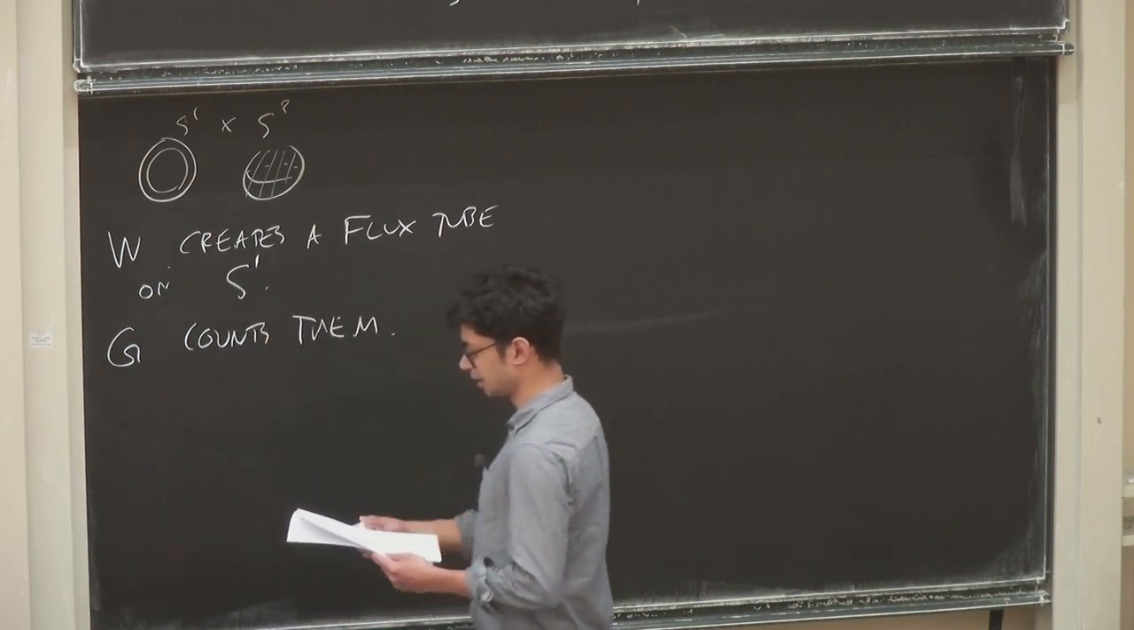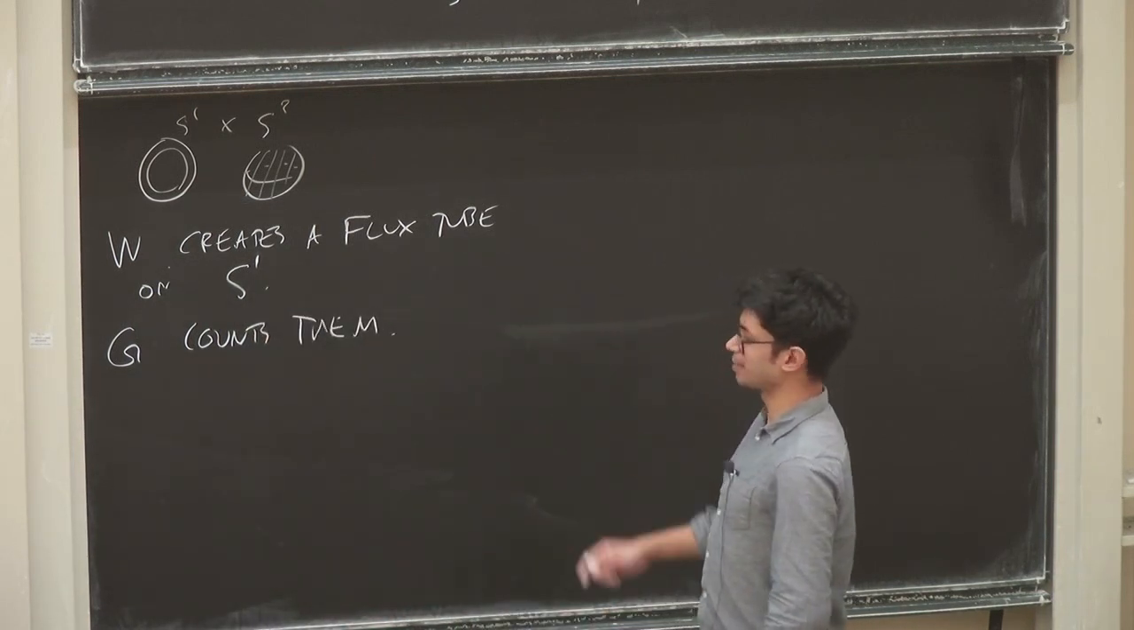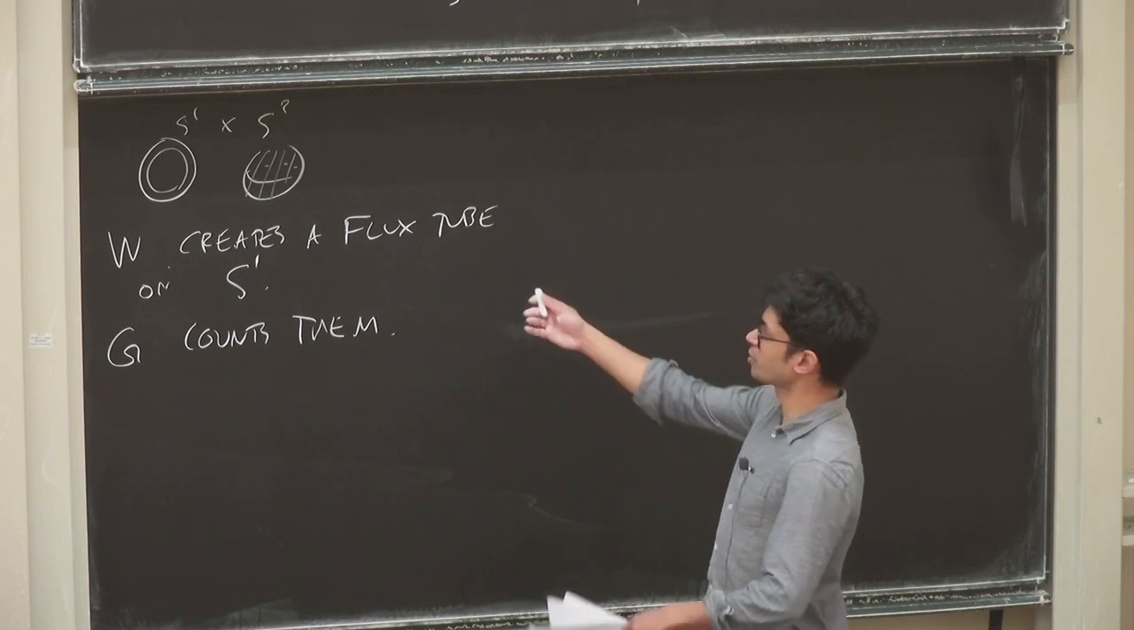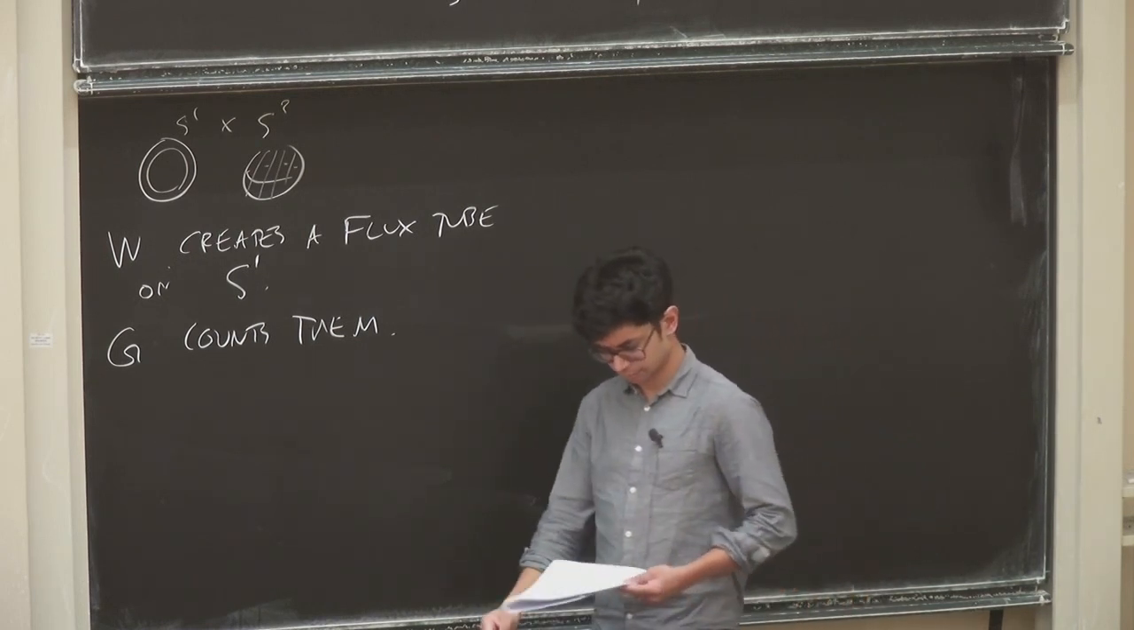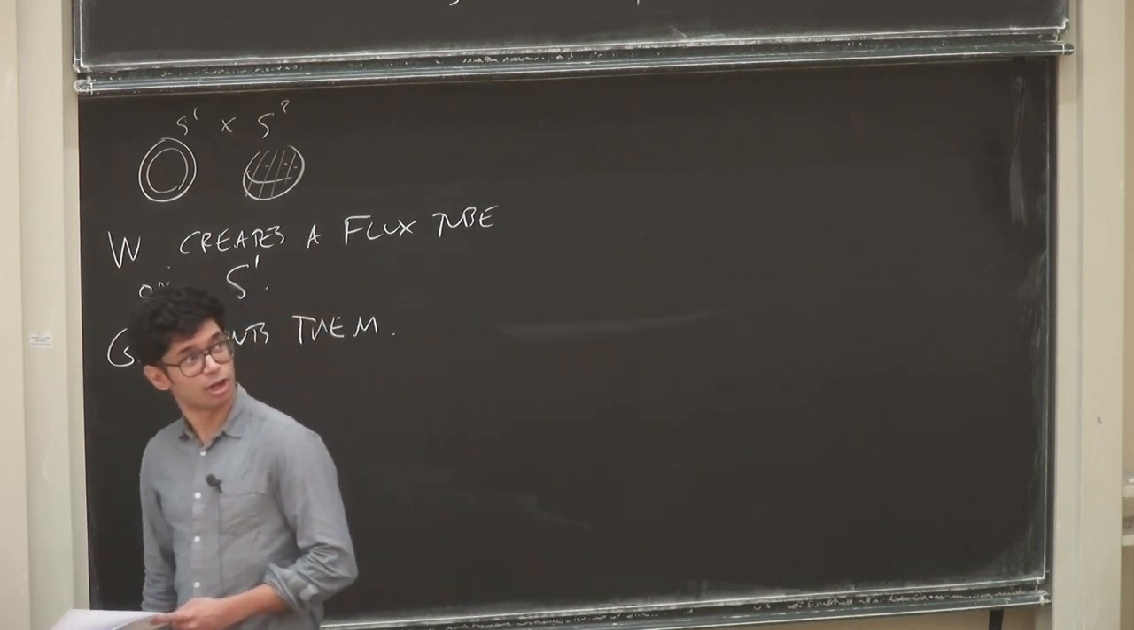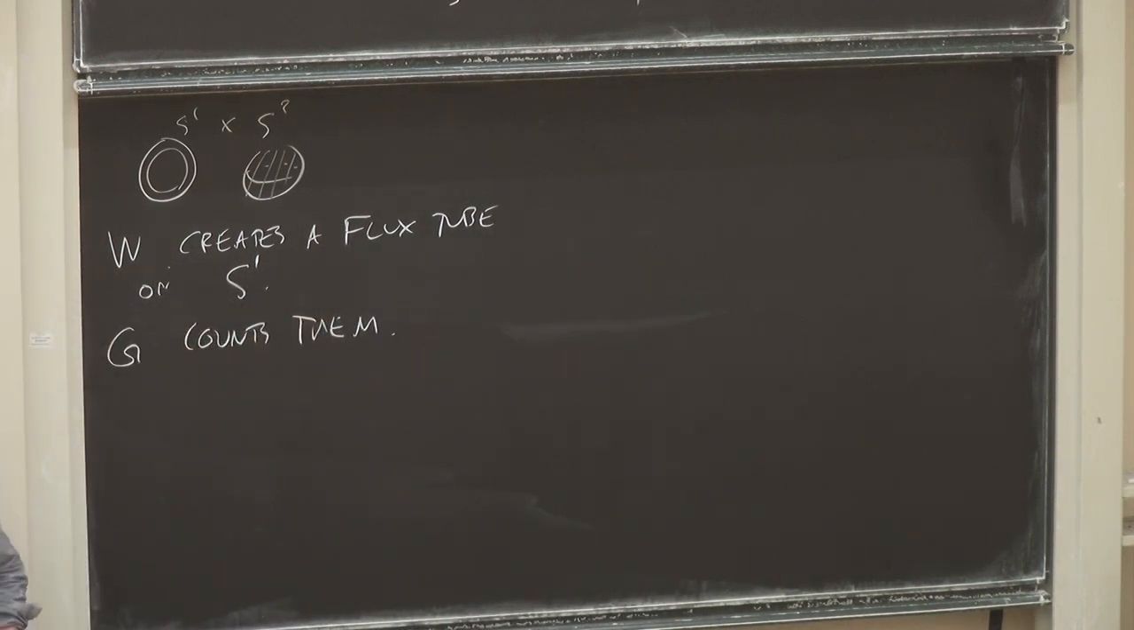Okay. All right, so this is another example of topological order. This is always what's happening in topological order. You can create some extended object which wraps something. Okay, there's a lot more to say about topological order. I just want to make a few remarks before we take a brief break and then switch gears.